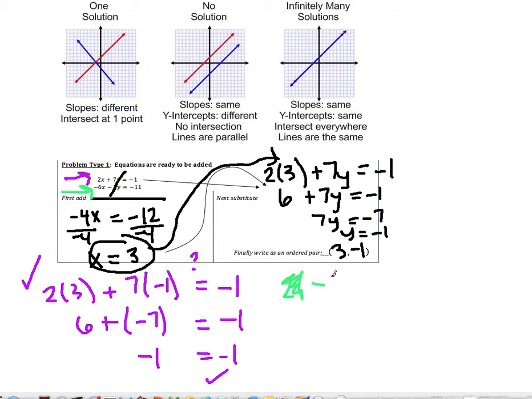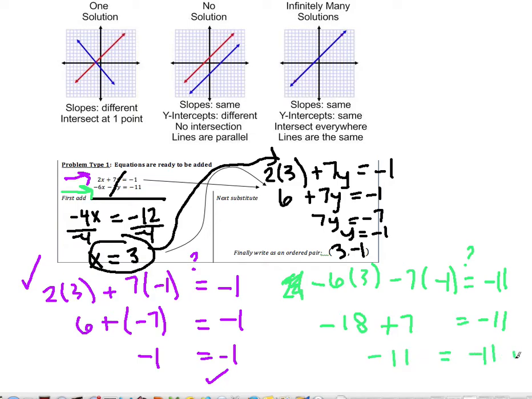All right, so we have negative 6 times 3 minus 7 times negative 1 equals negative 11. So negative 6 times 3 gives us negative 18. And then we have negative 7 times negative 1 gives us positive 7. And now does that equal negative 11? Negative 18 plus 7 is negative 11. So yes, negative 11 equals negative 11. Check. So we just checked our answer. So our answer is the coordinate point 3, negative 1.